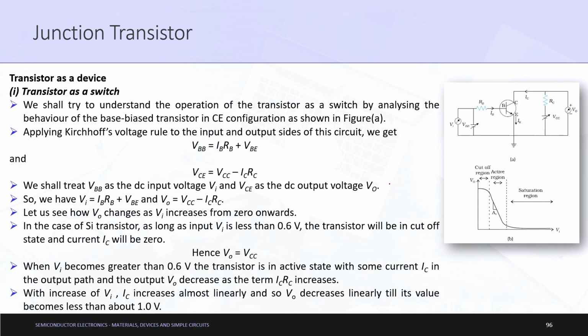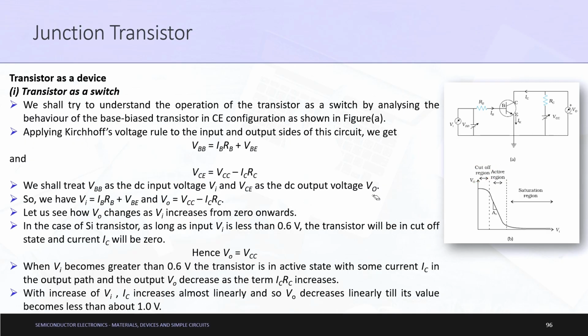Just to explain these 3 regions, as a small revision: this is your cutoff region, this is the active region, which is generally linear as you can see here, and this is your saturation region. As the name suggests, in saturation the change in the value of VO with respect to VI is very small.